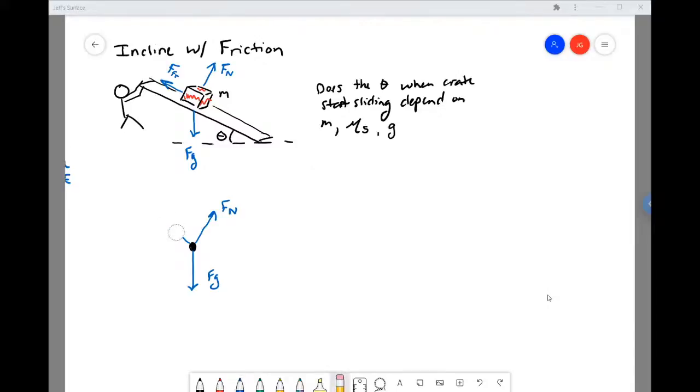Wow, it's really bad. Let's try that again. Maybe if I draw from this side. There we go. So we have this frictional force.